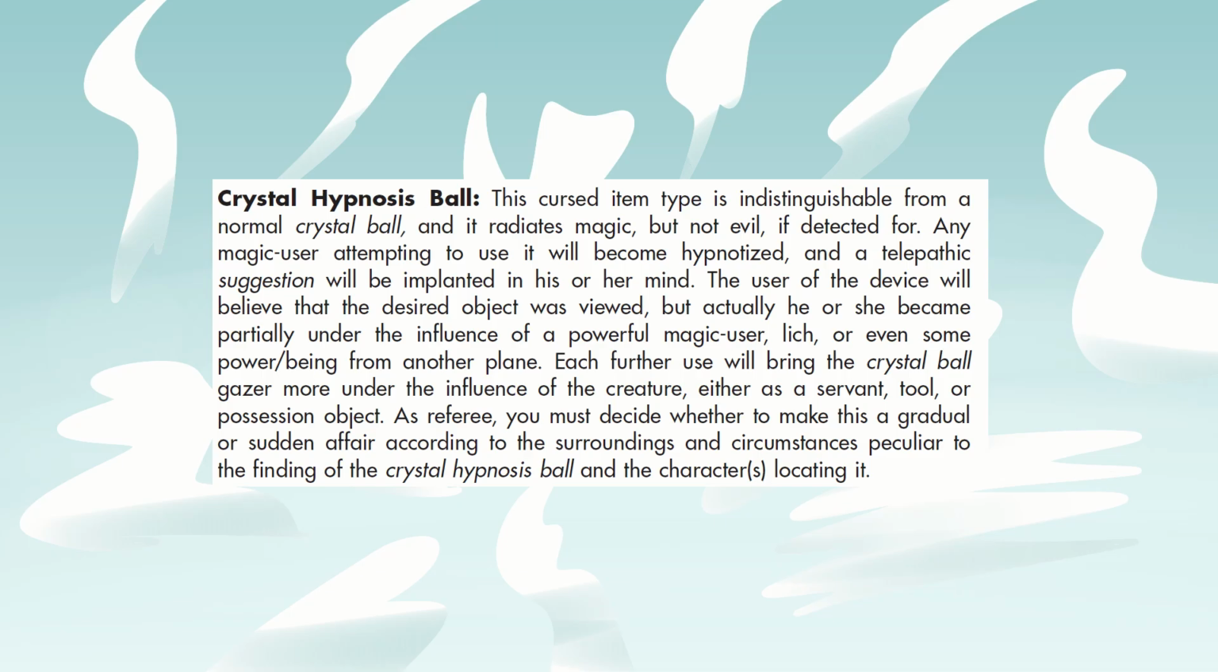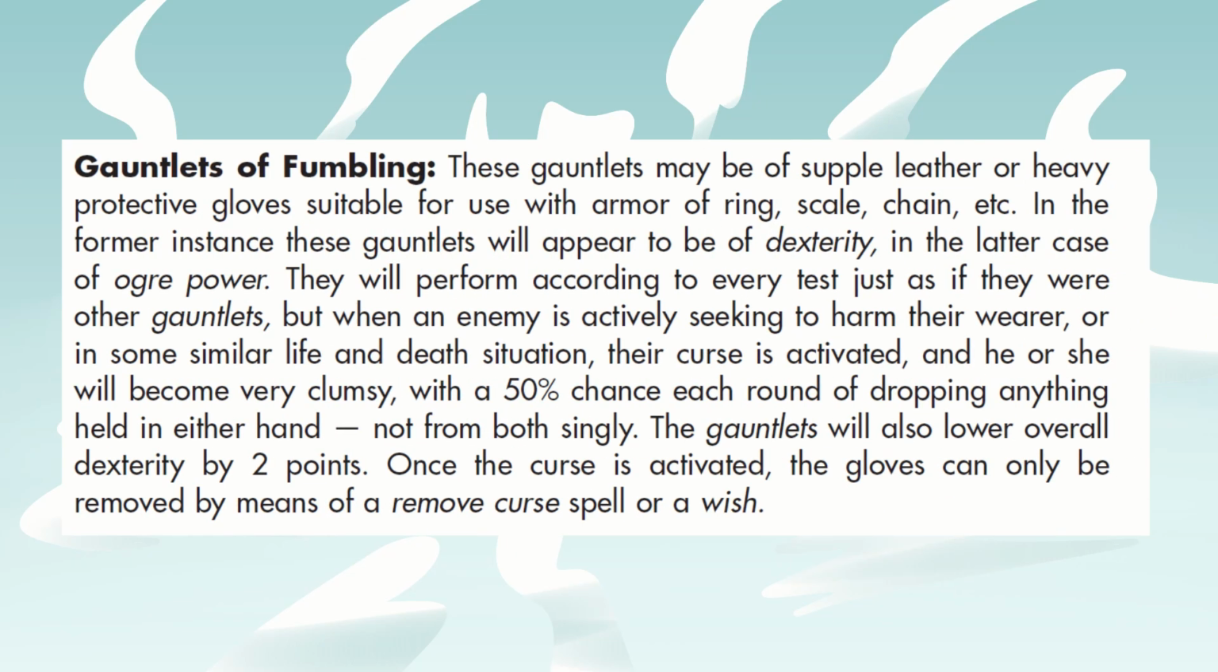One which I thought was really cool was the Crystal Hypnosis Ball. It looks like a crystal ball, but when a party member tries to use it and scry into something, it actually hypnotizes them, and the lich or a villain or something takes them over, and they become a possession of the party. Gauntlets of Fumbling. They seem like normal gauntlets, but if you're threatened by an enemy, the gauntlets will not let you hold any weapons.